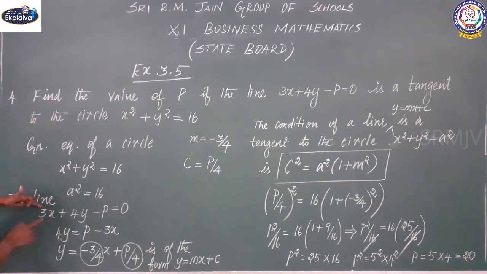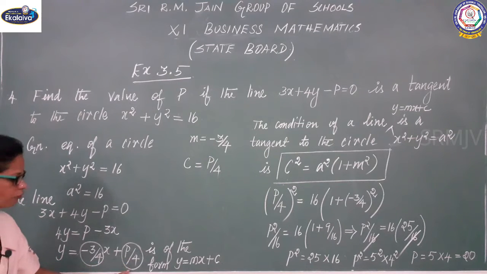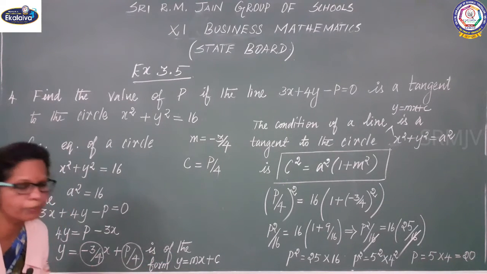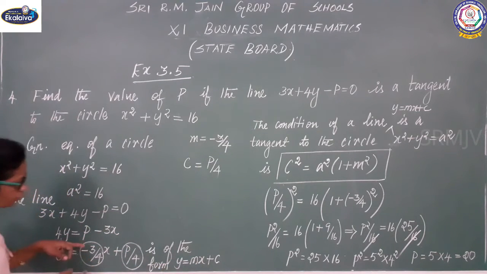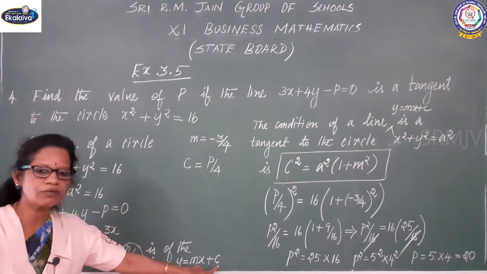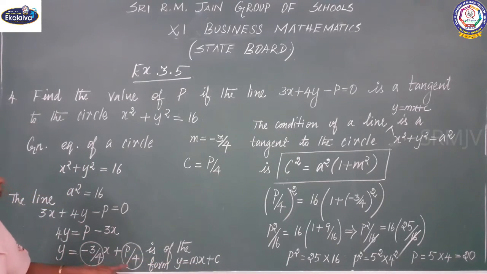The line equation is 3x plus 4y minus p is equal to 0. Then I kept the y variable alone on the left side. The rest of the terms carry over to the right. The negative becomes positive, the positive becomes negative. Then y is equal to minus 3 by 4 into x plus p by 4, which is of the form y is equal to mx plus c. Now we have to relate this to the general form. The coefficient of x is m, so m equal to minus 3 by 4. The constant is our c, the intercept. C is equal to p by 4.